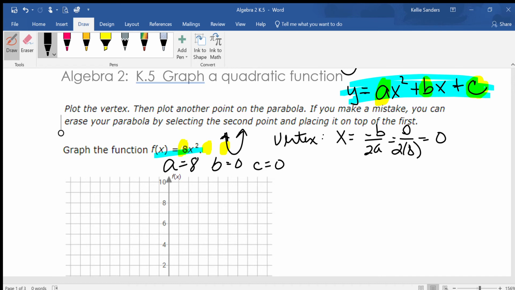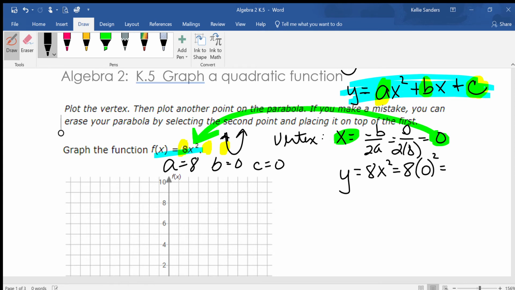If I know that x equals 0, because I just found it, then I'm going to put that 0 back into the problem to be able to find y. So if y equals 8x squared, because that's the problem, 8 times 0 squared, 0 times 0 is 0, and 0 times 8 is 0, then we have an x and a y, and an x and a y make a vertex. So our vertex is at 0, 0. Our instructions say, plot the vertex. Well, we know the vertex now. The vertex is at 0, 0. Then plot another point on the parabola.